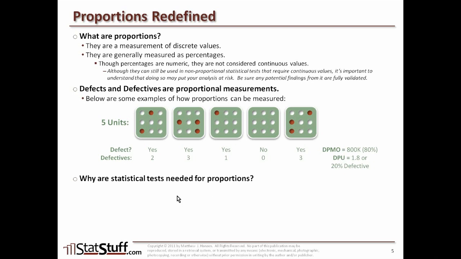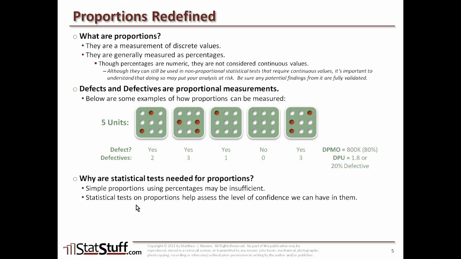Now, why are statistical tests needed for proportions? Simple proportions using percentages might be insufficient. If you're just comparing a percent to another percent, that may not be complete. You have to account for the level of confidence you can have in those percentages, because you may not be able to trust the raw numbers. As an example, you might have a 50% proportion of 100,000 records. That's very different in implication than 50% of only 100 records. So you have to account for the difference in sample size, which could affect the overall proportion, and ultimately the precision of the proportion that's represented.